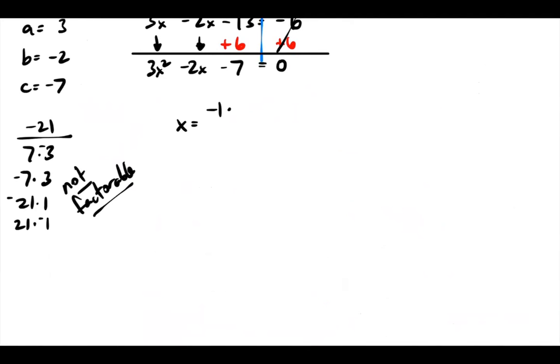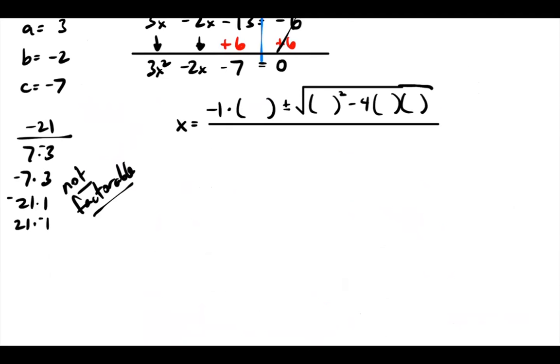So negative B plus or minus the square root of B squared minus 4 times A times C, divided by 2 times A. So there's no A's, B's, and C's in mine. I left parentheses.